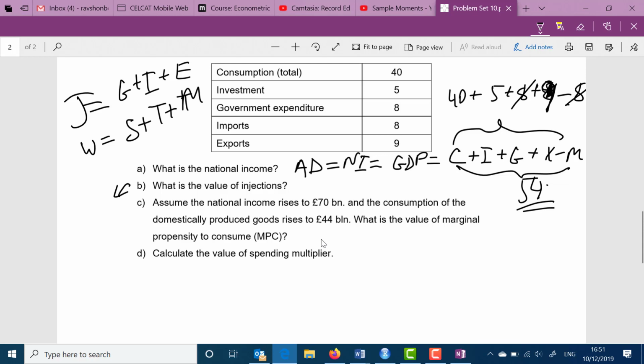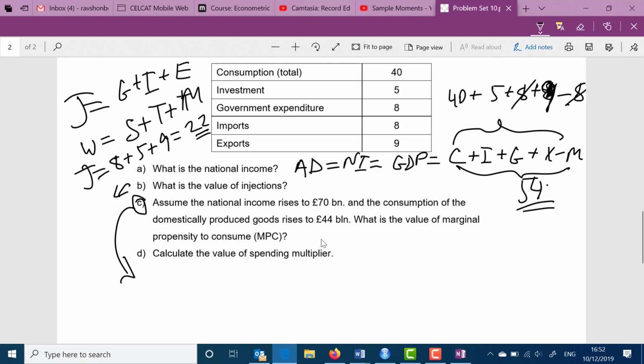Right, so let's calculate now J, because it asks for J. What is J equal to? 8 plus 5 plus 9. Thank you. 8 plus 5 plus 9 equals 22, yeah? 22, thank you. Now C.